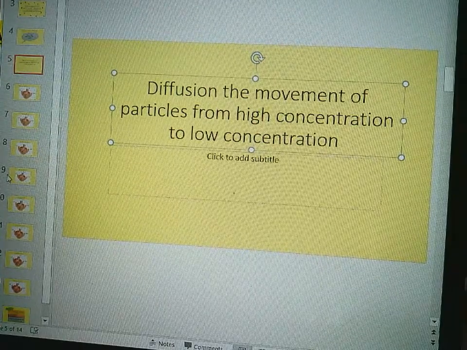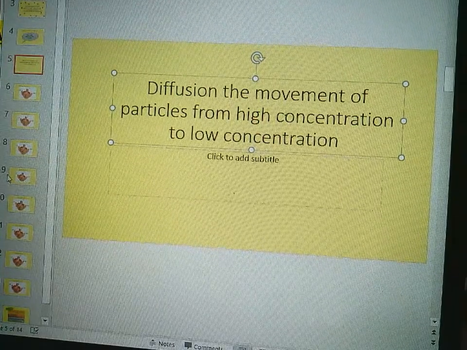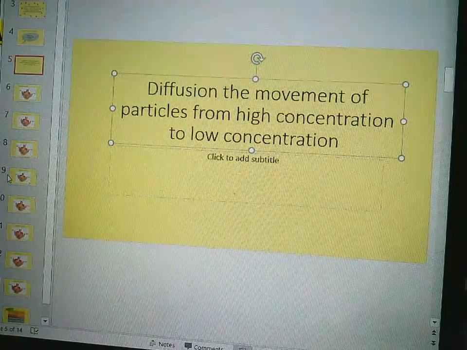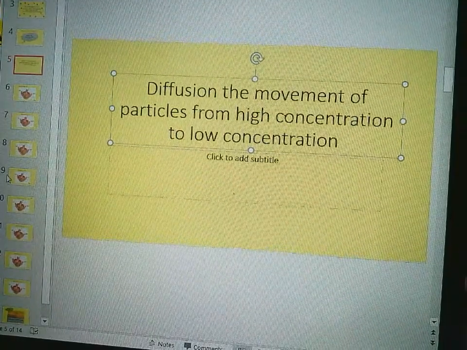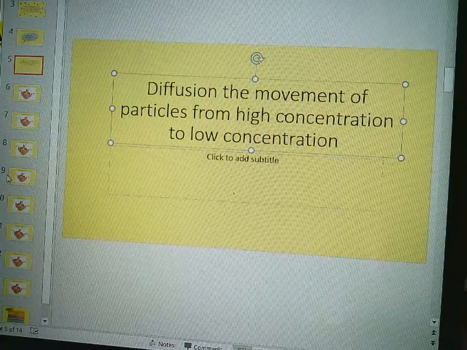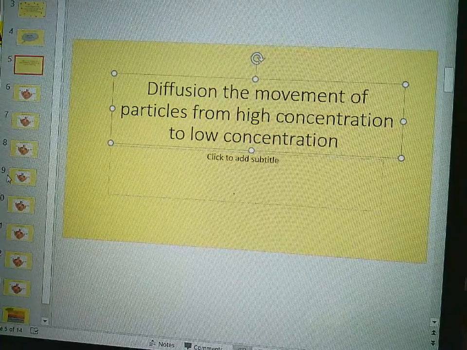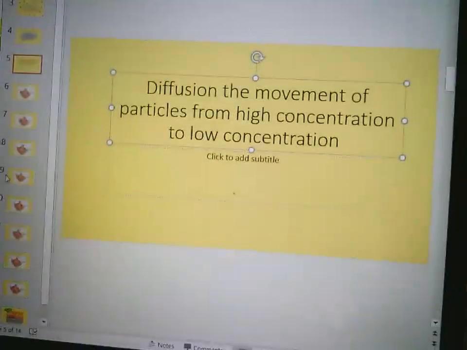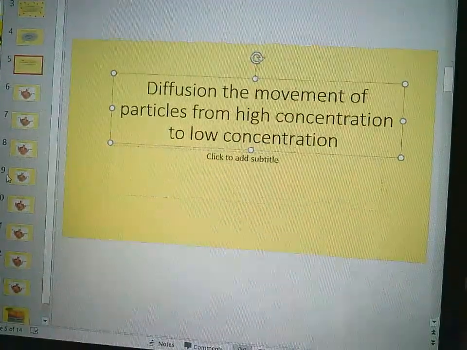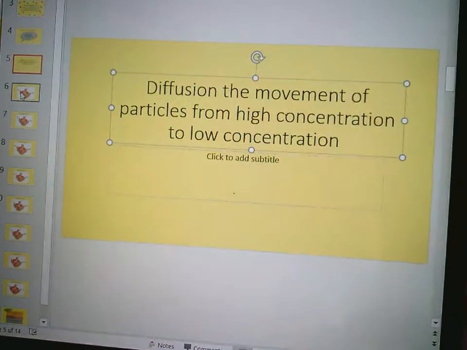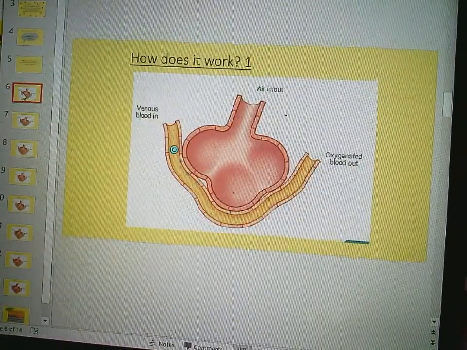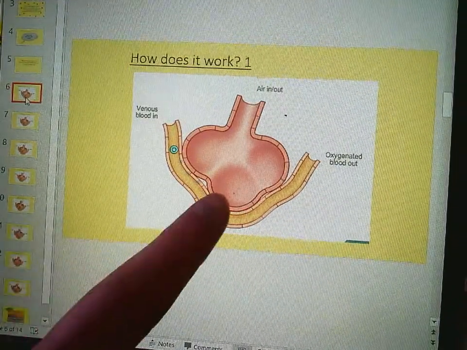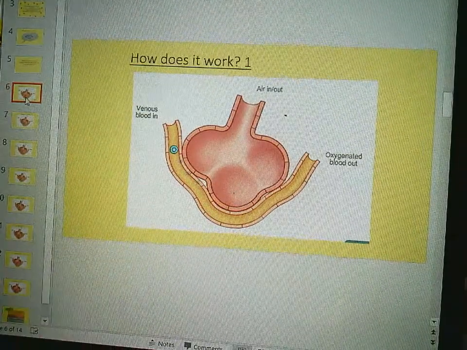Now I'm going to stop and I'm going to talk to you about question 4, which is about relating this to the alveoli and the lungs. So when you breathe in, your air goes through your nose, down your trachea, through your bronchus, into your lungs, and they end up in these little sacs called alveoli. Now if we zoomed in on one alveoli, it would look a little bit like this. Okay, so we have hundreds and thousands of these in our lungs.